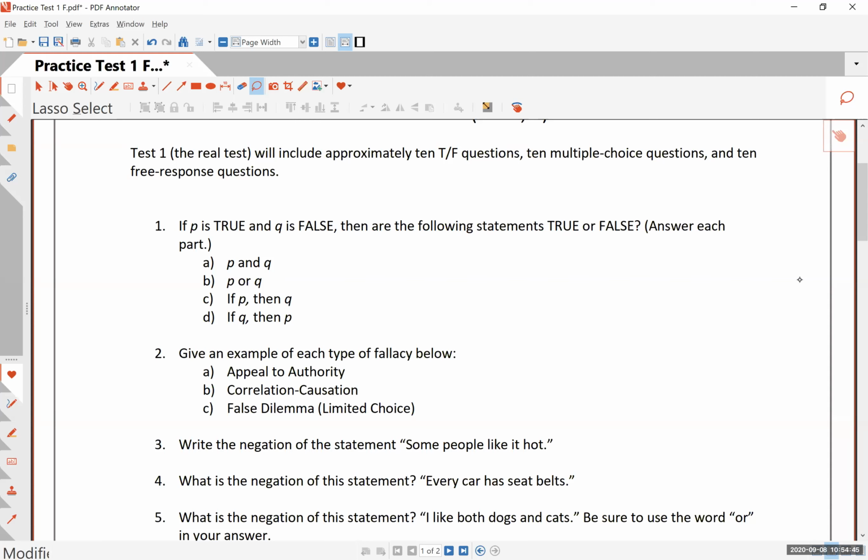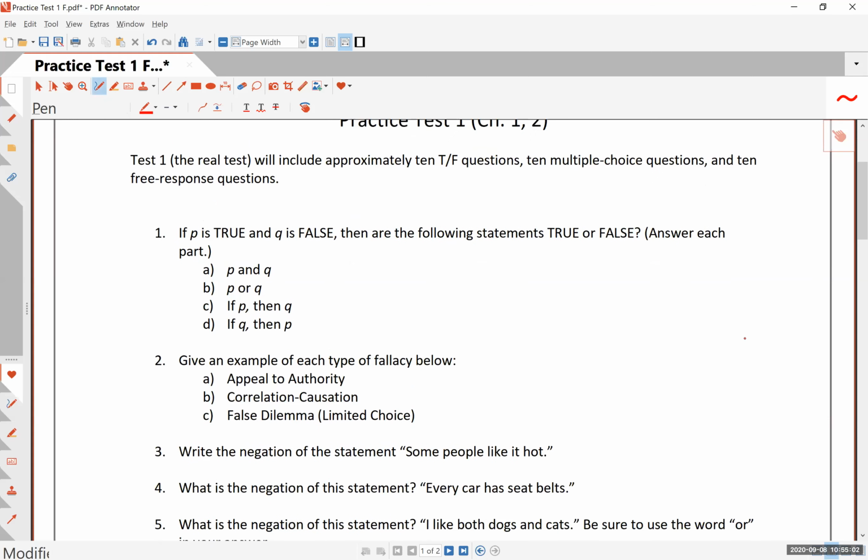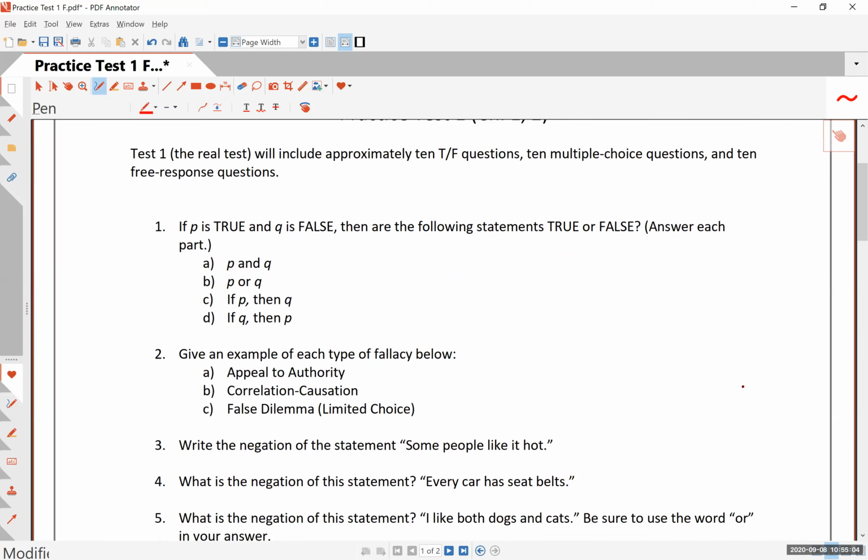You are given P is true and Q is false, and then the following statements, true or false. As I said before, make sure that you also see the answer key for practice test one, because I have more details written on why the answers are what they are. You have two propositions P and Q. There are four cases here, depending on the truth value of each: true true, true false, false true, or false false. Those are the only four conditions.